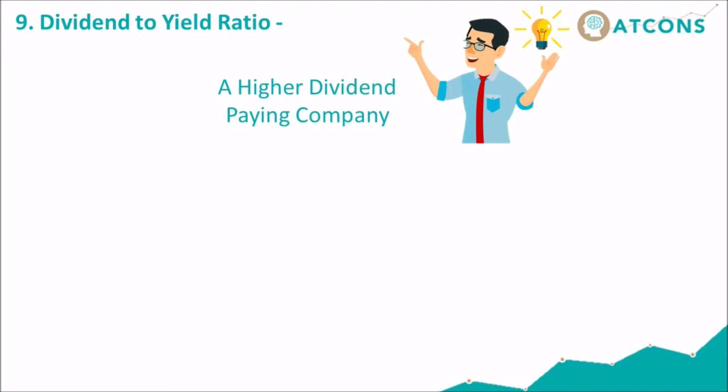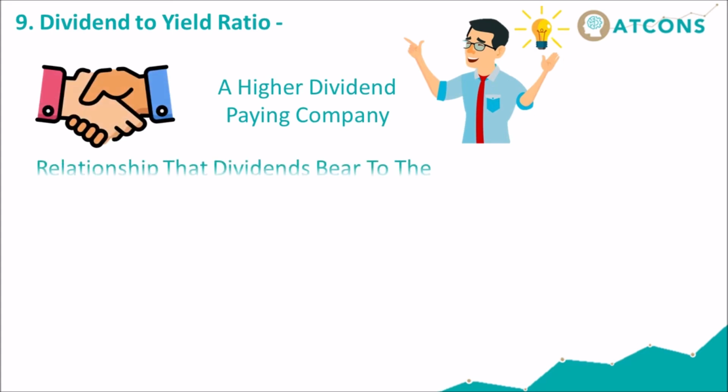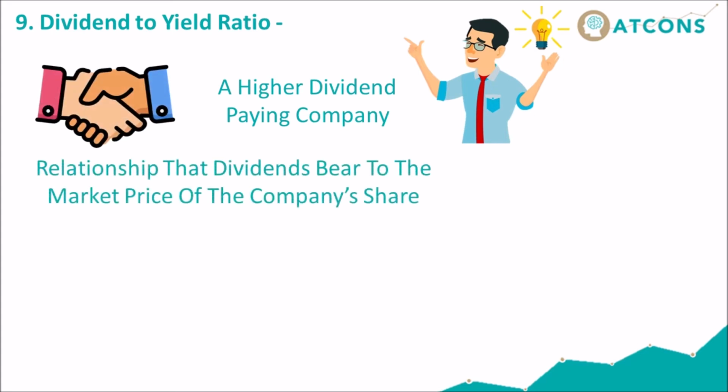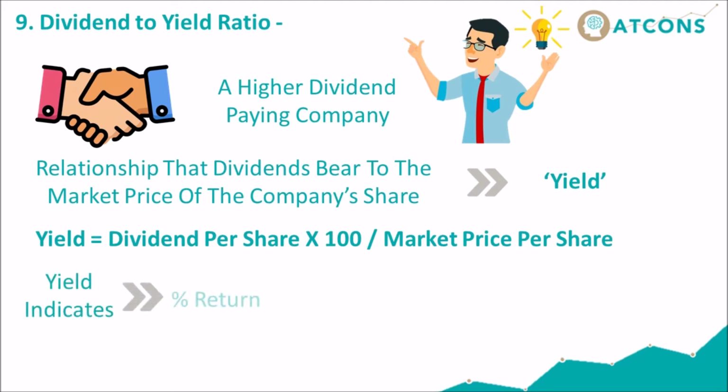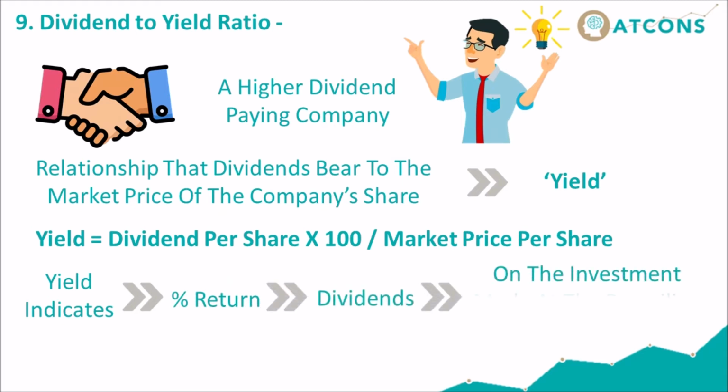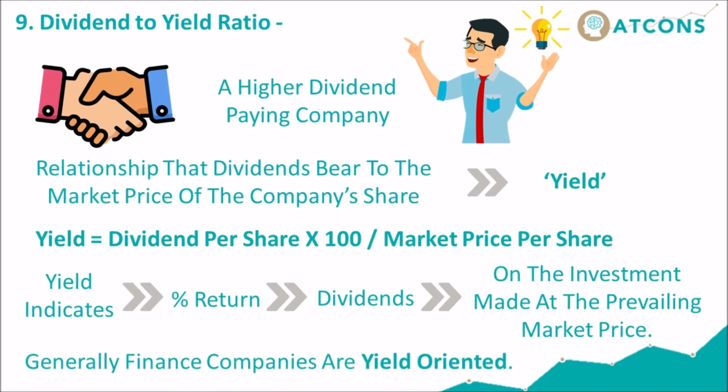Investors are not really interested in dividends but in the relationship that dividends bear to the market price of the company's share. The relationship is best expressed by the ratio called yield. Yield is equal to dividend per share multiplied by 100 divided by market price per share. Yield indicates the percentage of return that one can expect by way of dividends on the investment made at the prevailing market price. Generally, finance companies are yield oriented, that is, high dividends paid at low market price.